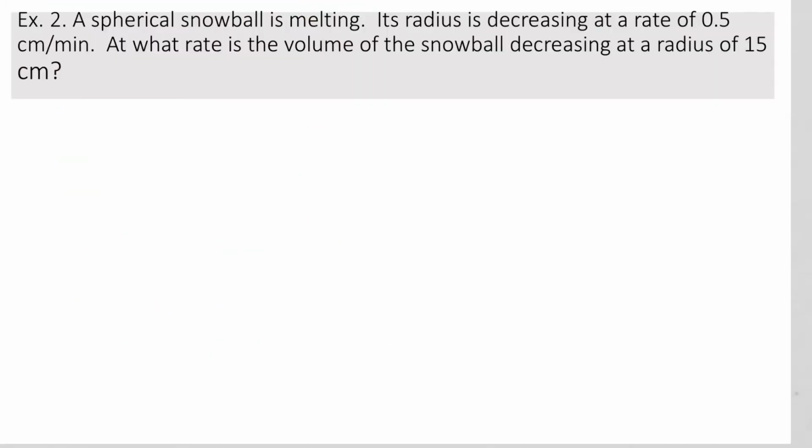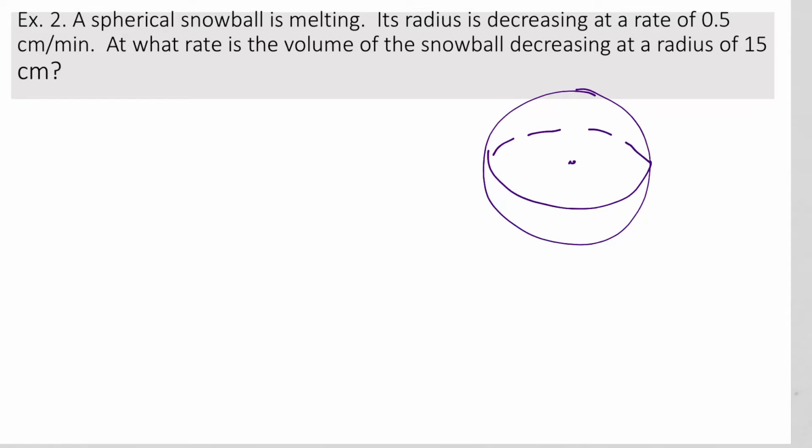Sample 2 says a spherical snowball is melting. Its radius is decreasing at a rate of 0.5 centimeters per minute. At what rate is the volume of the snowball decreasing when the radius is 15 centimeters? So we have a snowball shaped like a sphere, and here's its radius. So the volume of a sphere is 4/3 pi times the radius cubed.